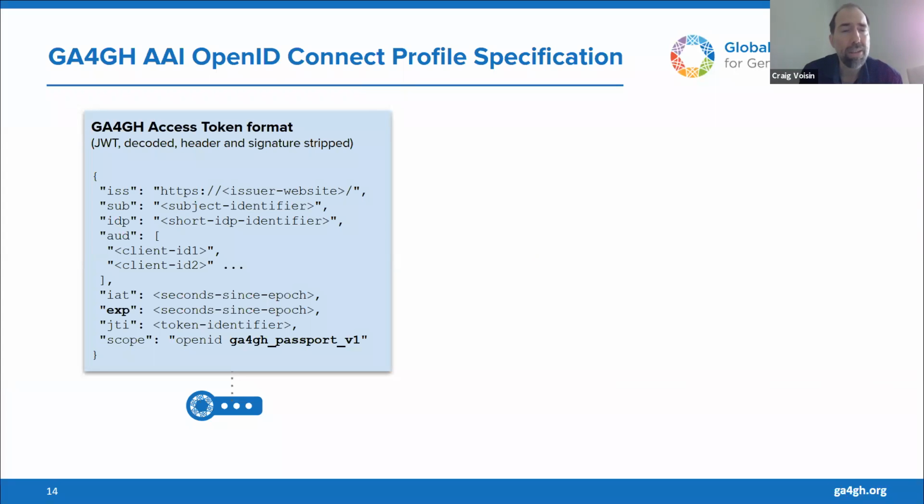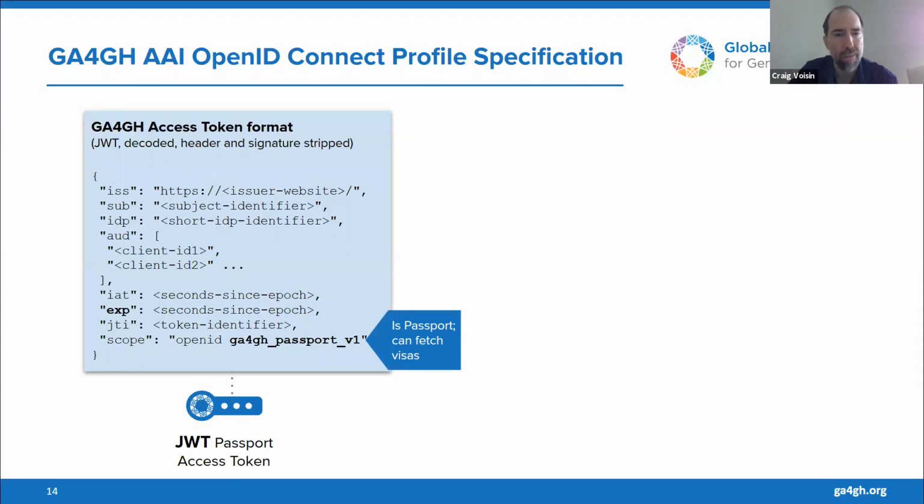So let's start by just looking at an access token. This is a passport access token. This is what the format looks like according to the AAI specification. What makes this not just a regular AAI is that it specifically has the scope GA4GH passport V1. That's a signal that this is actually a passport.